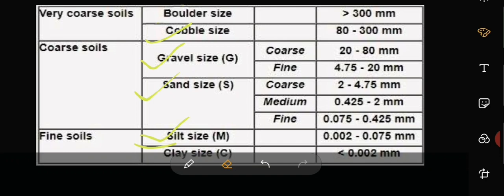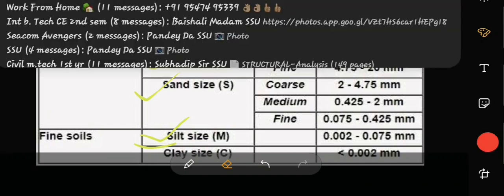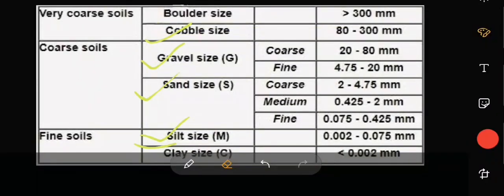Okay, 4.75 mm to 0.075 mm, then sand size, and 0.002 to 0.075 mm, that is silt size, and clay size is less than 0.002 mm.